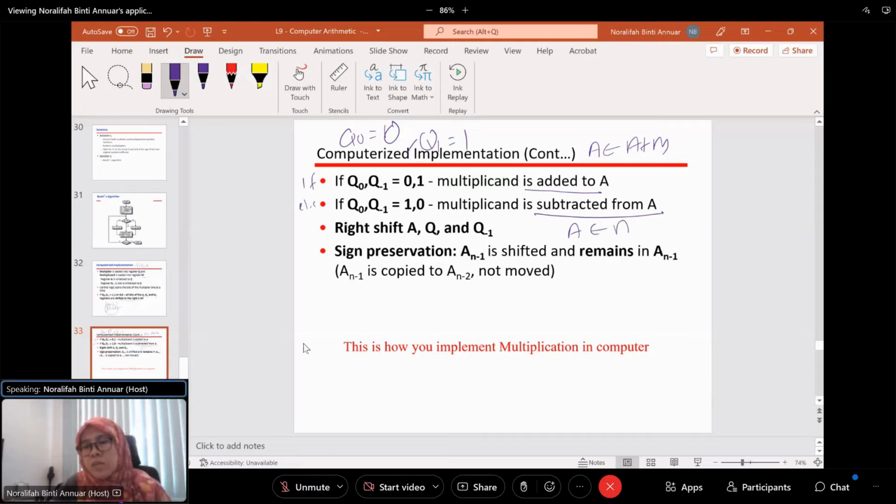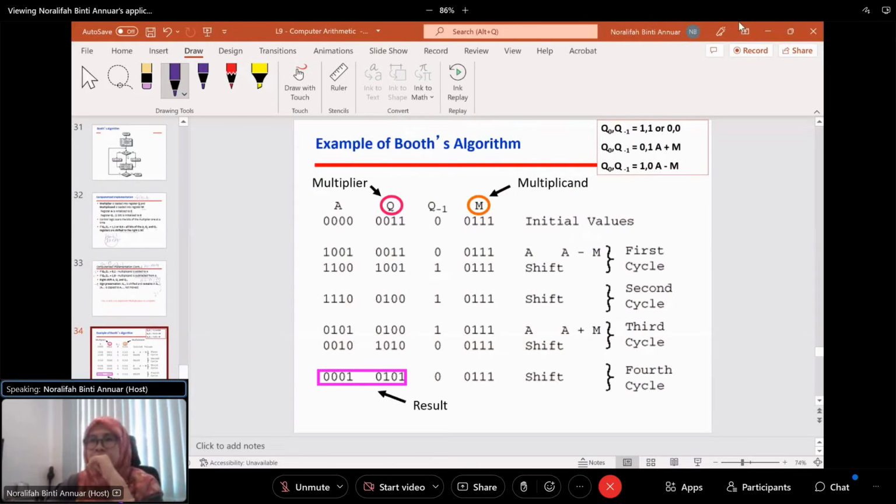Remember, I said if the computer sees a negative sign, it has to do the complement as before. And then after this, what does it do? After it is done with either 01 or 10, it will right shift A, Q and Q1 to the right. And then they do the sign preservation, shifted and remain in A, count N minus 1. If you observe, it's easy. I hope you follow, it's easier.